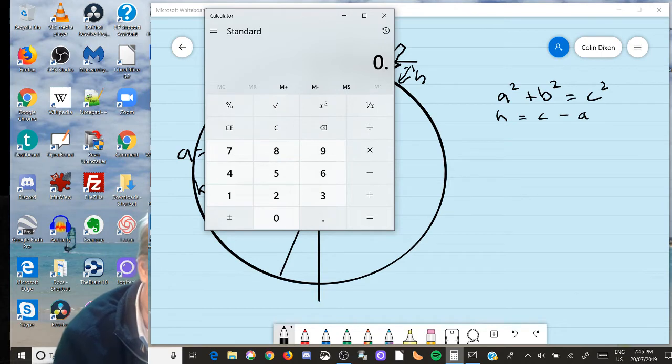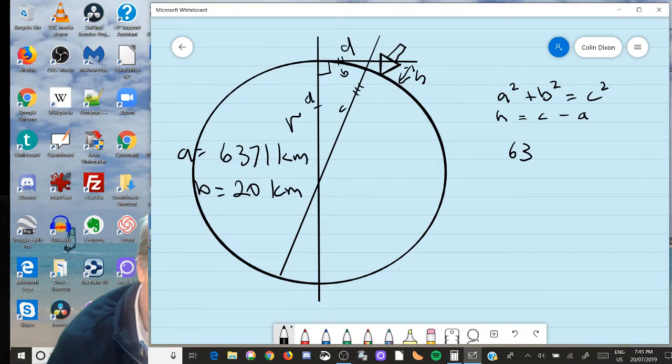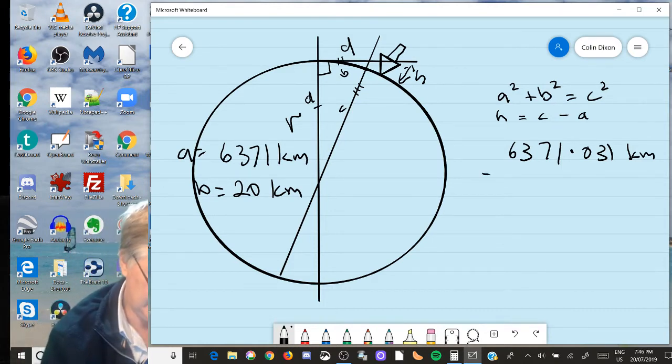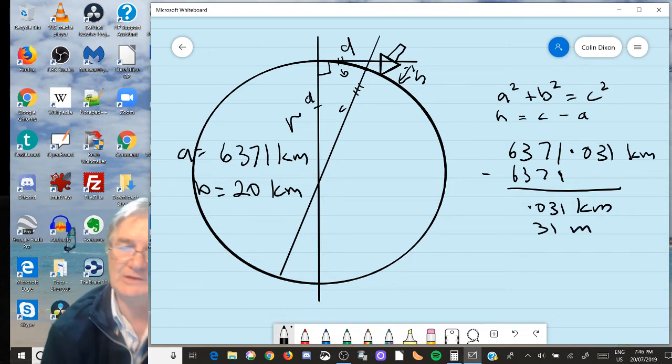And in our calculator, we're now going to do 6371 squared. Let's clear that and get it right. 6371 squared, quite a big number, plus 20 squared, 400, equals. Then we want to find the square root of that, and here we have the answer. So C is equal to 6371.031 kilometres. Now we know that A is 6371, so the answer is 0.031 kilometres, which is equal to 31 metres, if you know your metric.